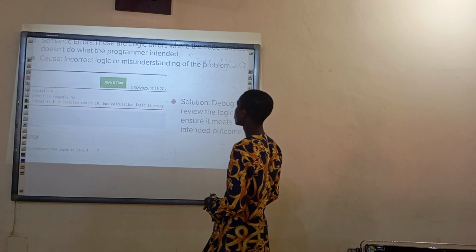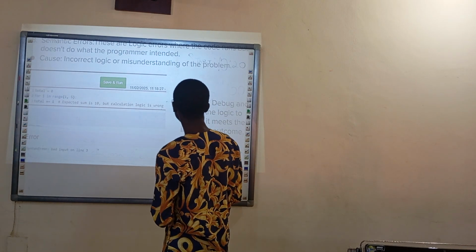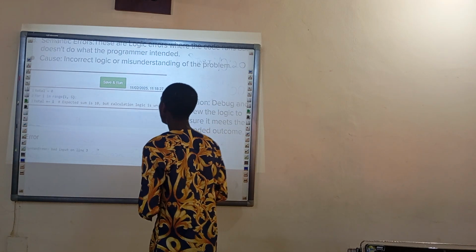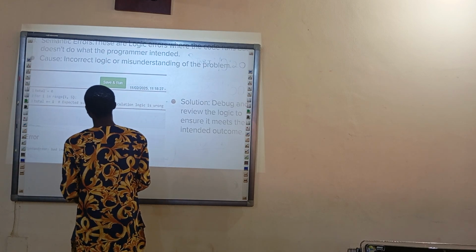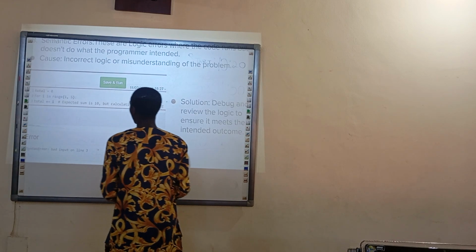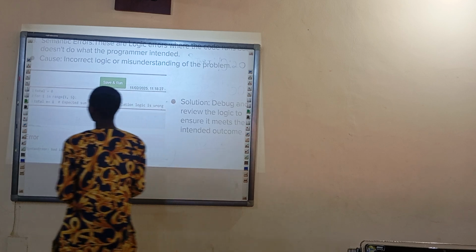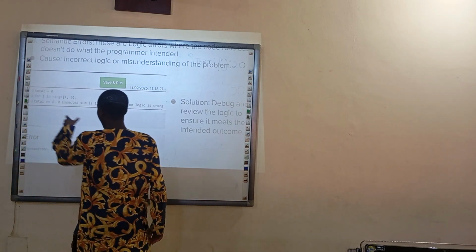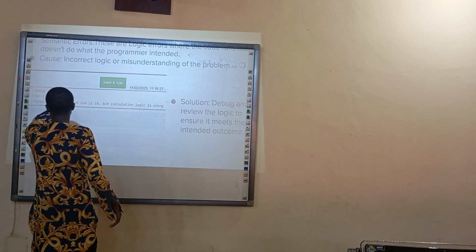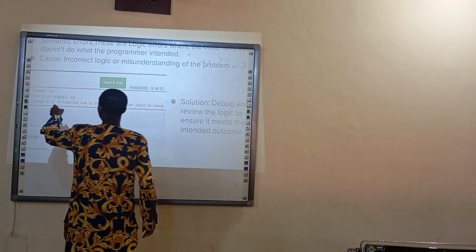Number 3, semantic errors. These are logic errors where the code runs but does not do what the programmer intended it to do because of incorrect logic or misunderstanding of the problem. So as you can see here, total equals 0, for i in range 1, 5, total is equal to i.